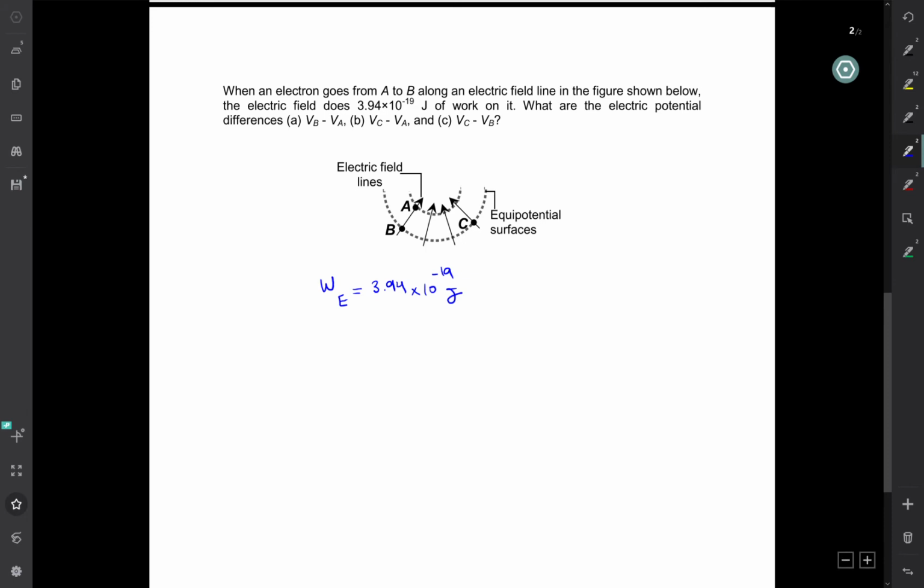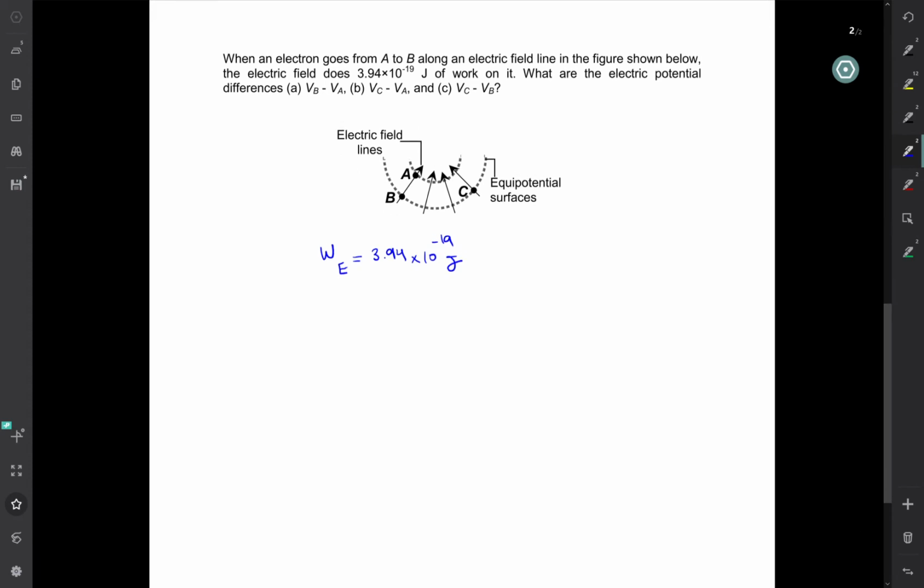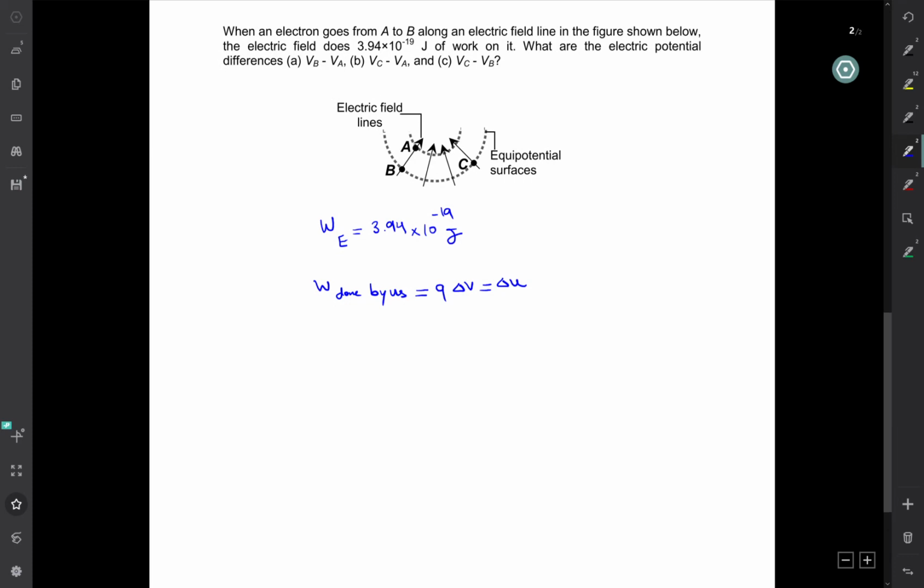Now, they're asking for the potential difference between point B and A. They're asking for VB minus VA. So this is very, very important to remember: the work done by us, which is work done by an external force, is equal to Q times delta V, the change in potential, which is equal to the change in potential energy, the change in U.